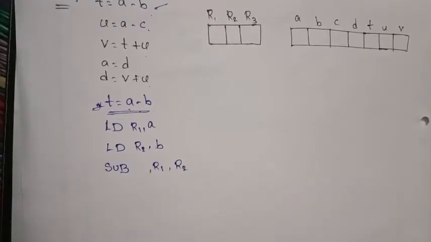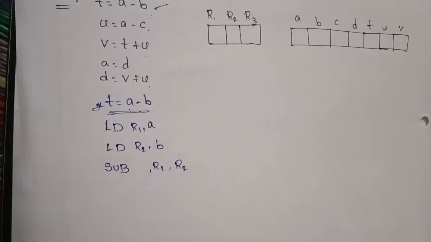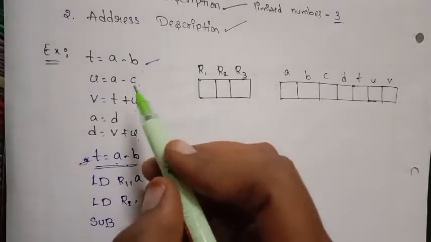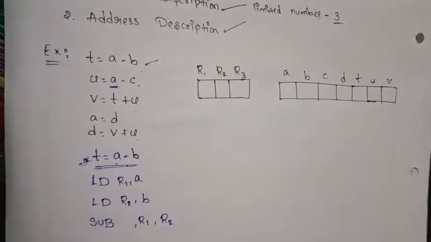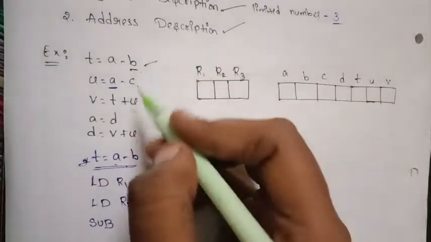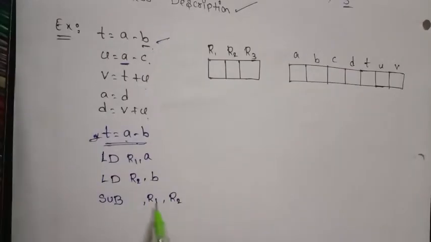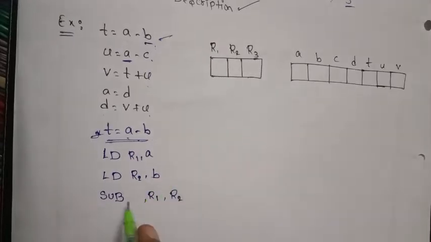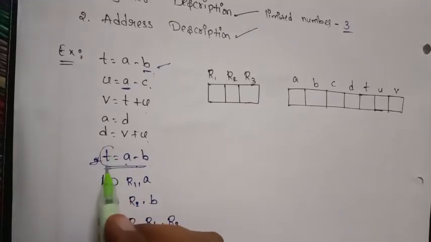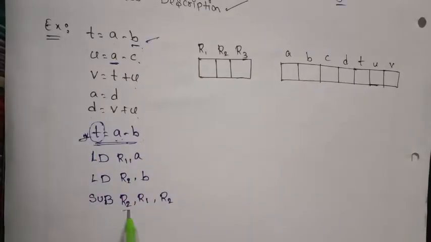Now where do we need to store this subtraction result? Already a is stored in R1, so let us check if we are going to use a in any further operation. Yes, we are using a in the next operation. Let us check if we use b in any next operation. No, we won't use b anywhere. So store the subtraction in b itself, that means in R2. R2 now holds the value of t, that is t = a - b.